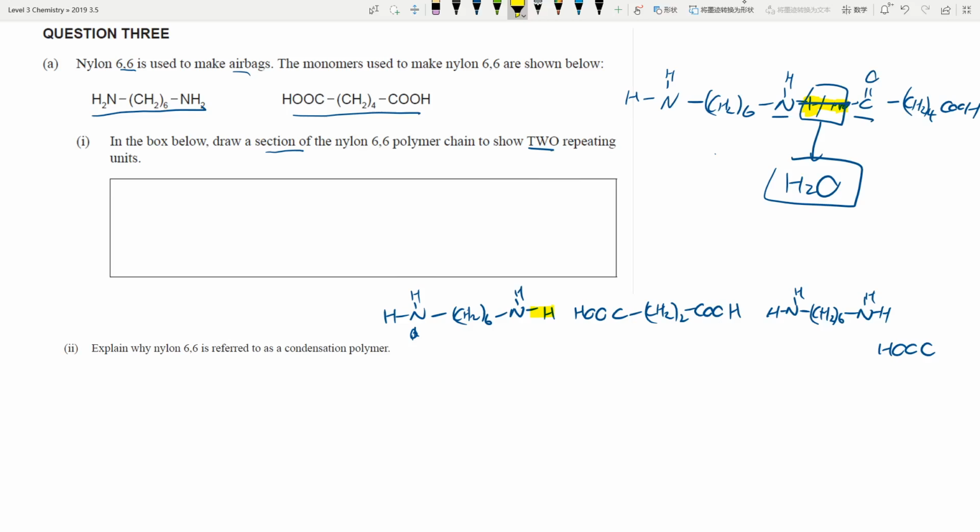You can see this H and this OH want to make water, and then you join together. This OH and this H join together, you make water, and you connect everything together. So the end product is going to look something like this. CH2 6, so they want 2 repeating units. Oops, not NH2, it's NH.